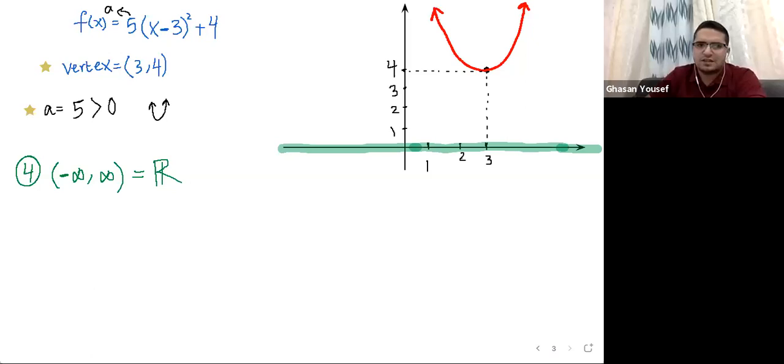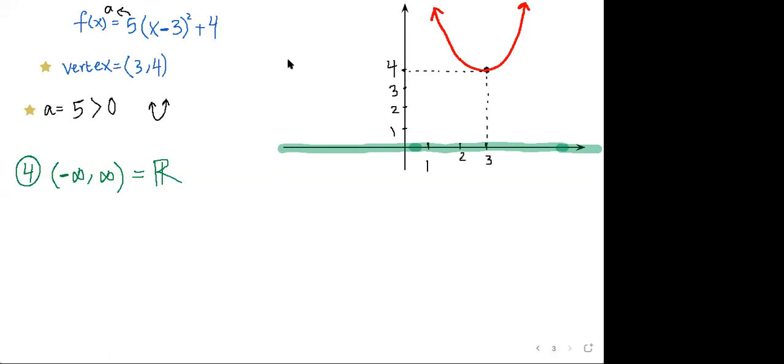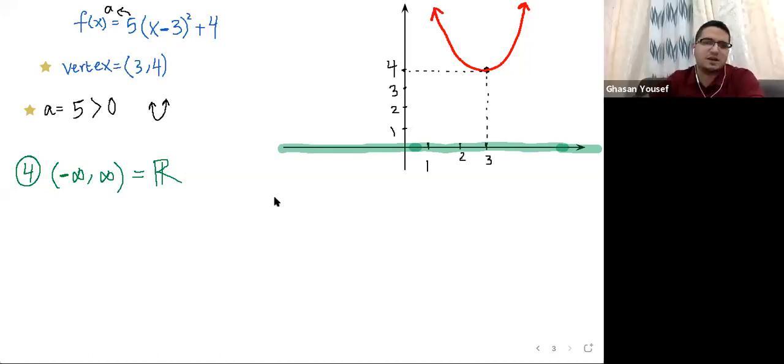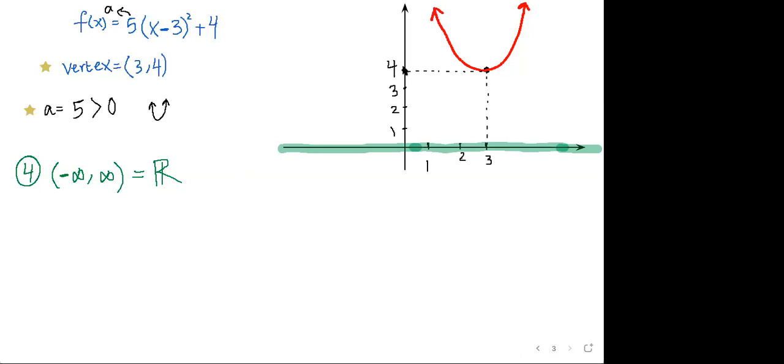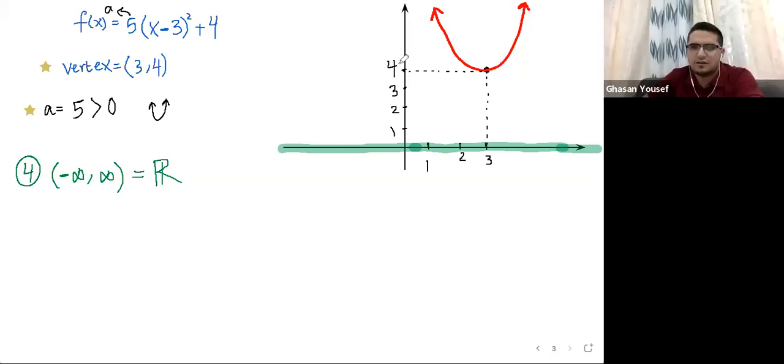Now, what is the range? What's the range for this function? What is the y value? Everything greater than 4. Exactly, everything greater than 4, and is the 4 included or not? Yes, it's included.